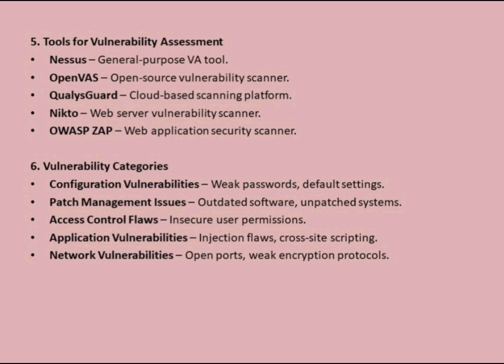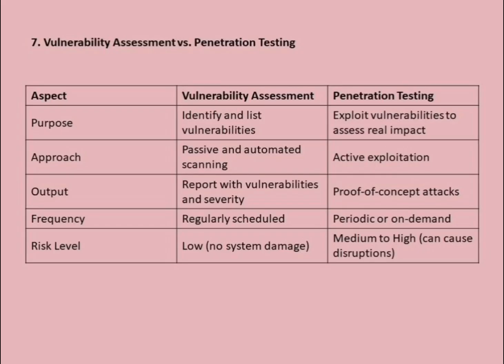Application vulnerabilities. These are weaknesses in web or mobile applications. Example: an online shopping website vulnerable to SQL injection could allow attackers to steal customer data. Network vulnerabilities. These are weaknesses in the network infrastructure. Example: open ports on a company firewall or using weak encryption protocols like WEP in Wi-Fi, which hackers can easily break. Please have a look at vulnerability assessment versus penetration testing.